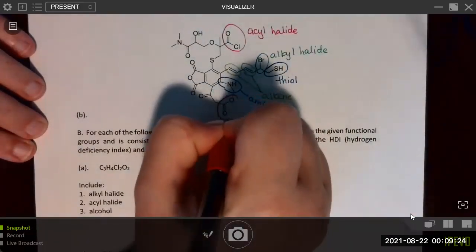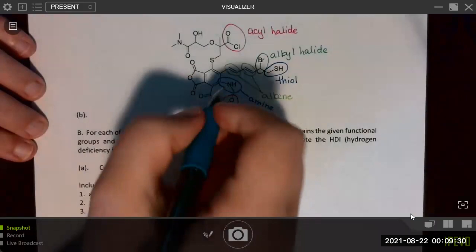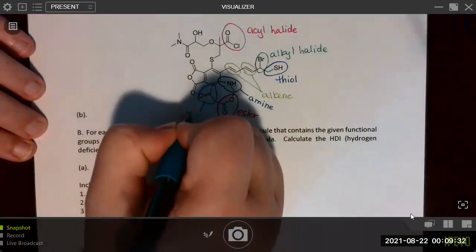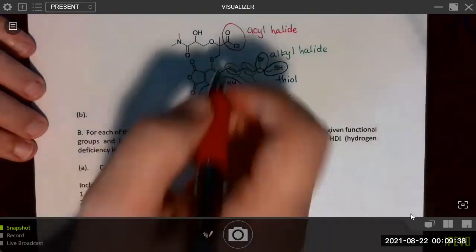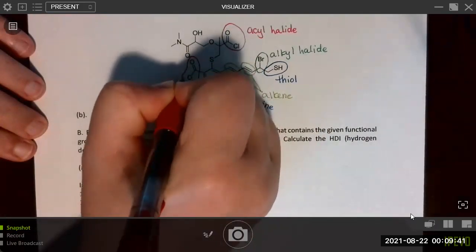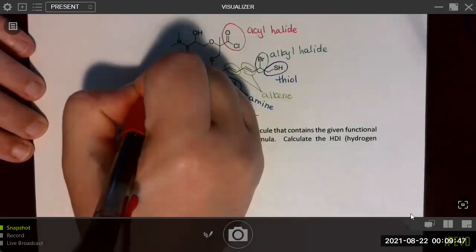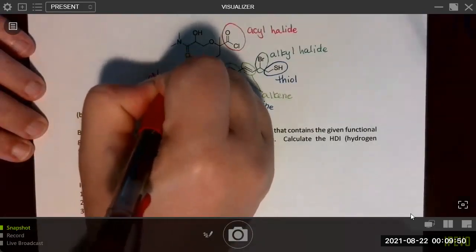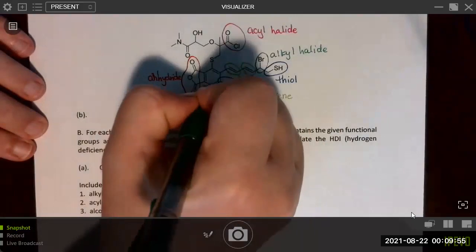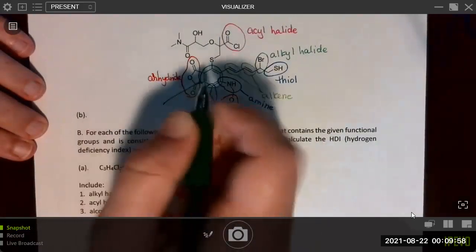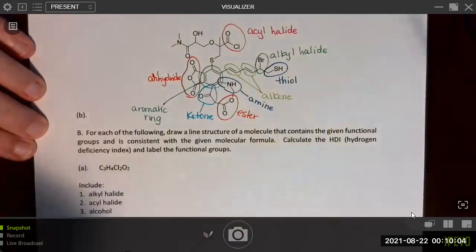Here we have an ester. And a ketone. Two carbonyls with an oxygen in between. You recognize this as an anhydride. Anhydride. And of course, this ring in the center, pretty crowded in here. That's where the colors come in to really help you see the difference. That aromatic ring.